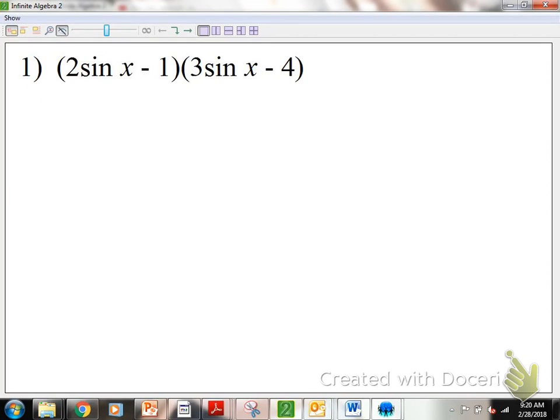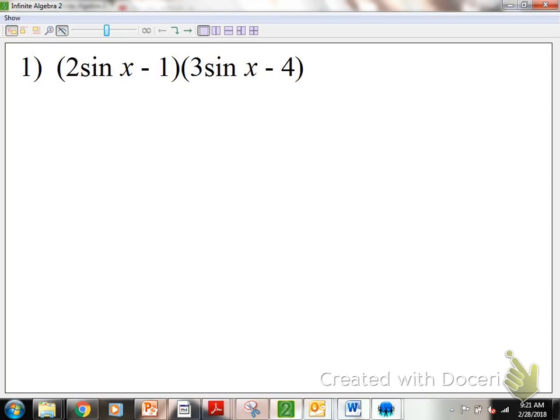In years past, I've not stopped and done this because I just kind of explained it in context, but because of our schedule this week and some other things going on, I think it's a good time for us to stop and review how you do algebraic and arithmetic operations with trig expressions. This is probably not something that you did before. I know you didn't do it in geometry, so you've not seen how these trig expressions and ratios work with each other. Now this is 2 sine x minus 1 times 3 sine x minus 4.